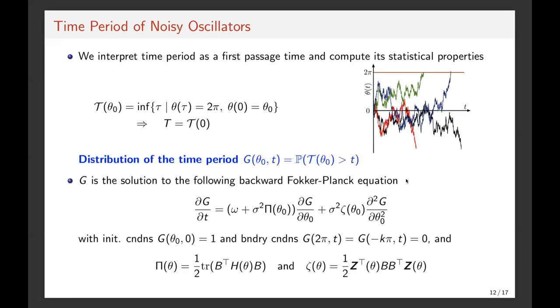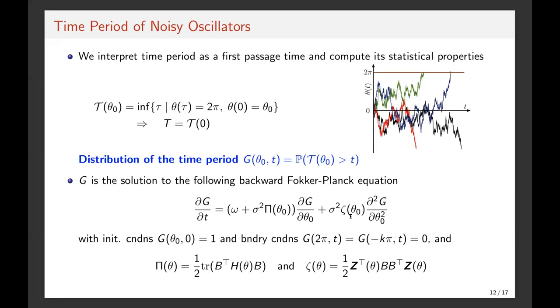So if you look at the distribution of the time period, tau of theta zero, the probability that tau is greater than t starting from theta zero is denoted by g of theta zero and t. This is a solution of a backward Fokker-Planck equation, where the coefficient of dg d theta zero is our drift, and the second coefficient is the diffusion squared, which I show here. We assume that the initial condition is just one, and the boundary conditions are absorbing boundary conditions, and they are both zero.